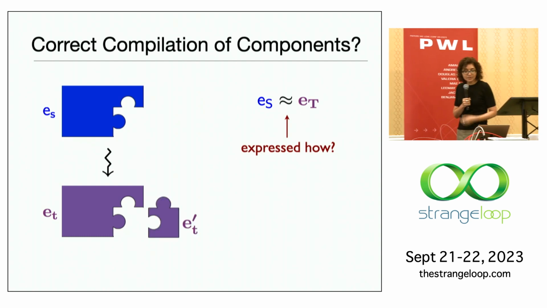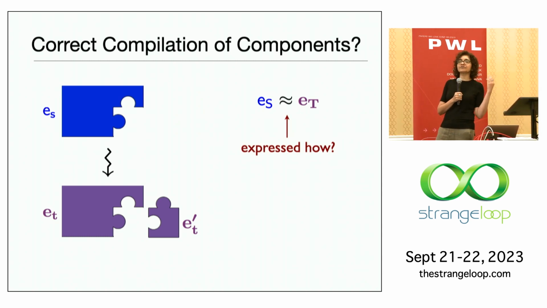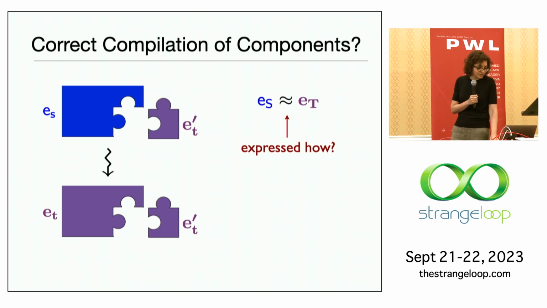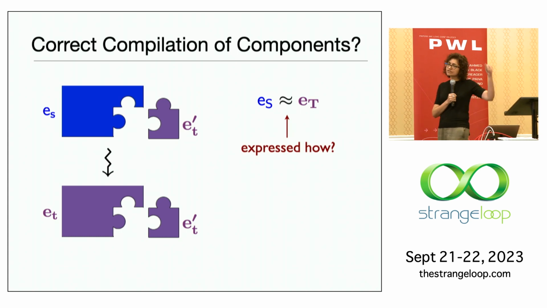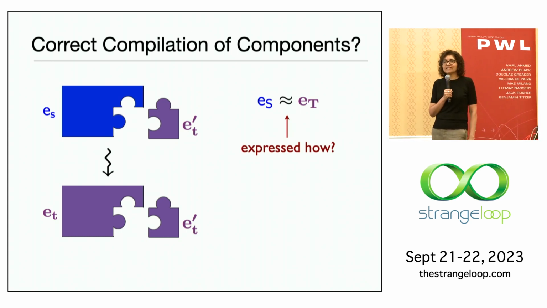So in reality, what we need to do somehow is say, if I take ET, this compiled code, and I link it with some other code, arbitrary other ET prime, then what I really want to say is, if I run this combined program at the bottom, ET linked with ET prime, then it will behave the same, morally speaking, as my source component linked with ET prime. But that doesn't make any sense.